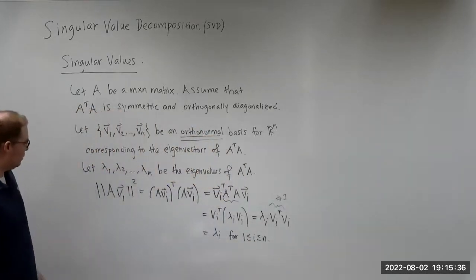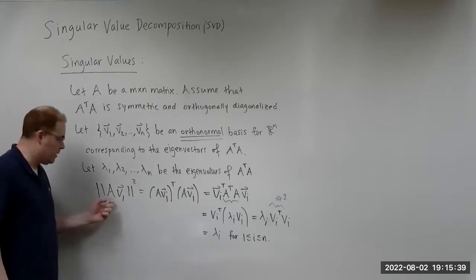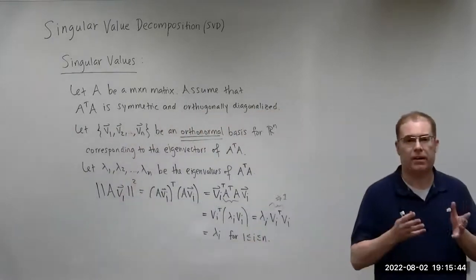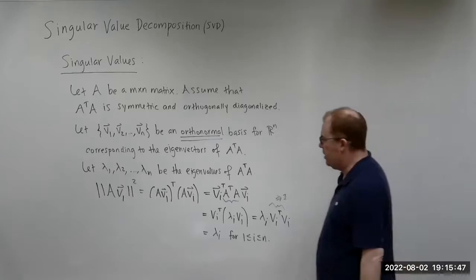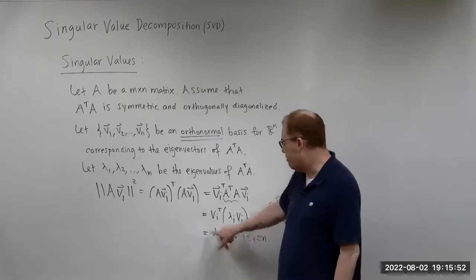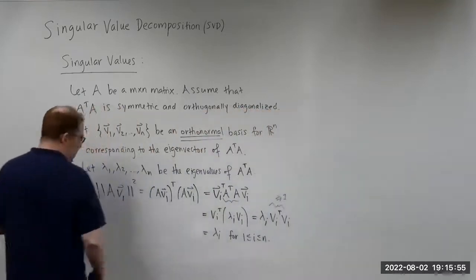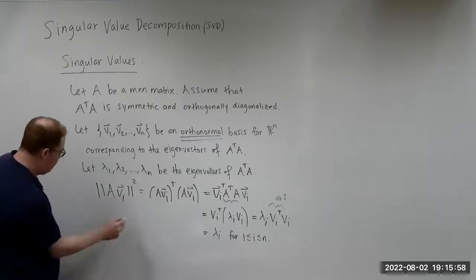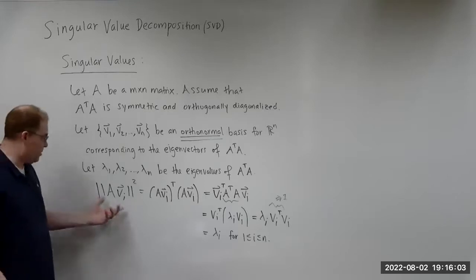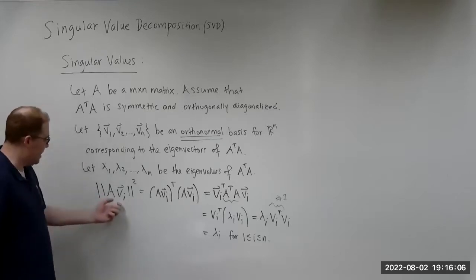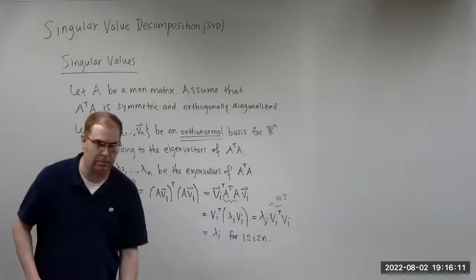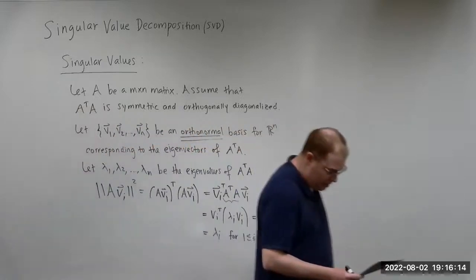So what we showed here was that if you take A acting on V_i, that's a transformation, so A is transforming the vector. If you take the norm of that and then square it, that's going to be equal to the corresponding eigenvalue. It's pretty interesting that when A is acting on V_i, you get this eigenvalue, which kind of makes sense from the previous chapters. Not surprising there.